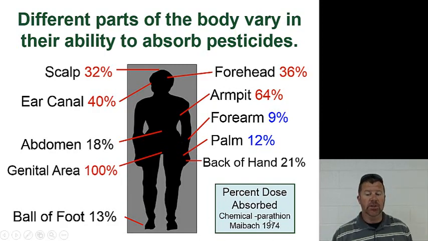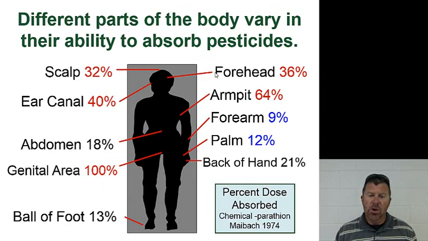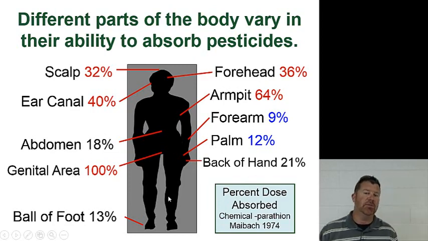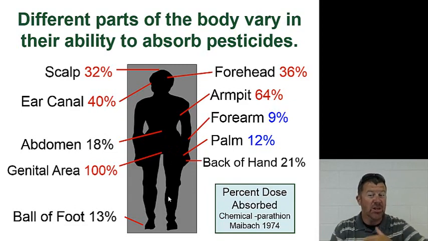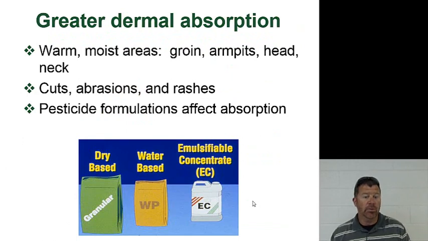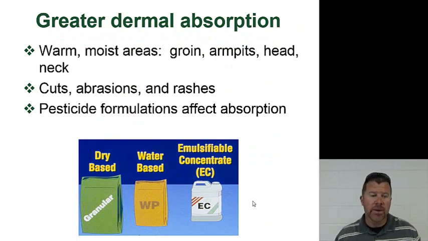And here they actually used pyrithion as the absorption rate in this graph. I'm thinking if there's anything else I want to tell you about this. Well, basically you can see the higher percentage rates: armpit 64, genital area 100%. So these pesticides are going to be absorbed in warm, moist parts of the body. Greater dermal absorption: warm, moist areas, groin, the armpits, head, and neck. And then if you have any cuts, abrasions, or rashes.